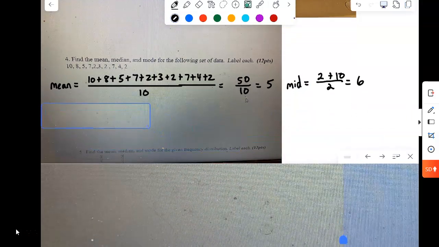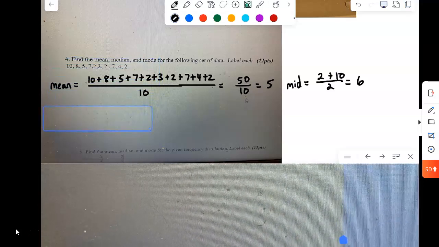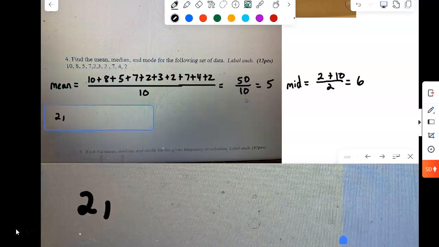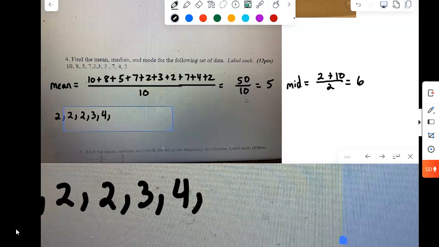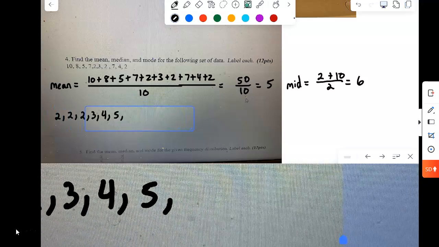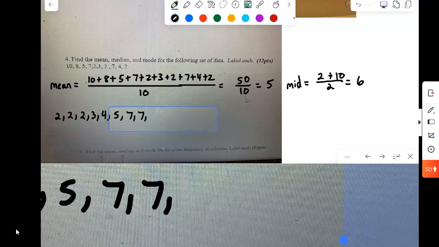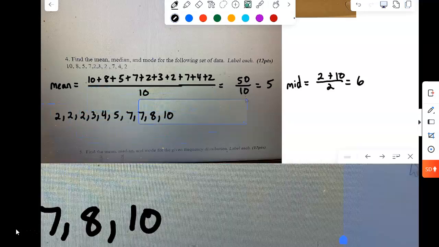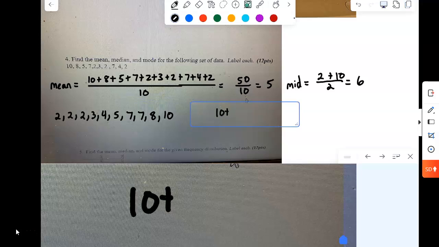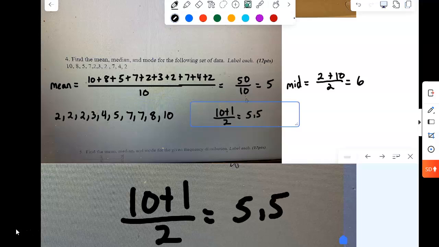Now for the median, we have to take our data and resort it in order. So 2, 2, 2, there's 3 of those there. And then 3, 4, 5, there's no 6s. And it would be 7, 7, 8, and 10. So remember, for the median, we take our number of data values, add 1 to it, and divide by 2. So that would give us that the median is going to be in position 5.5.